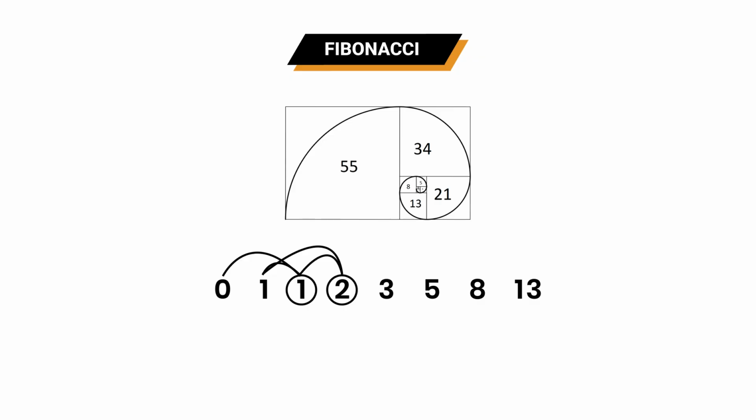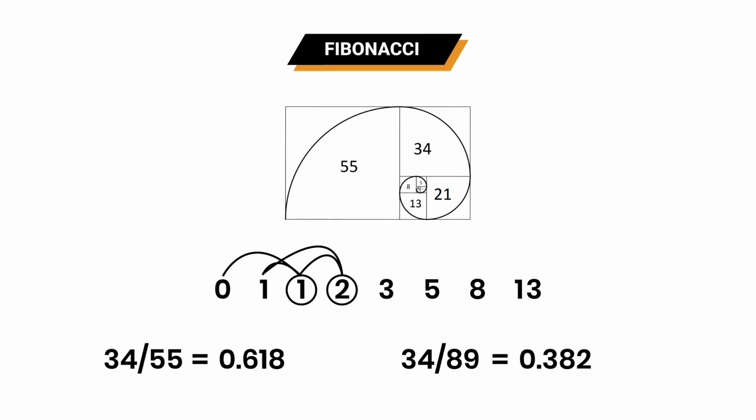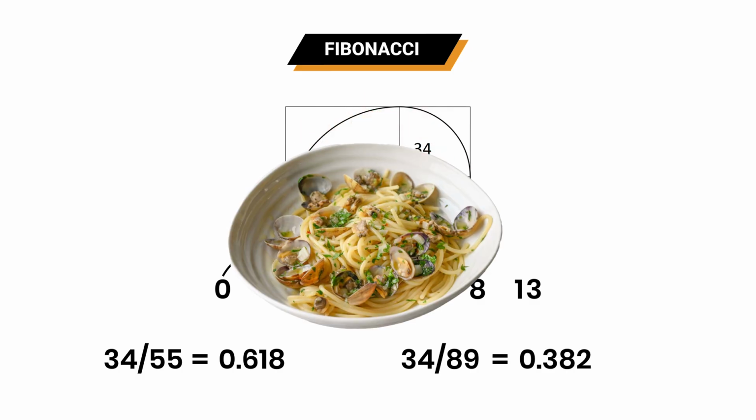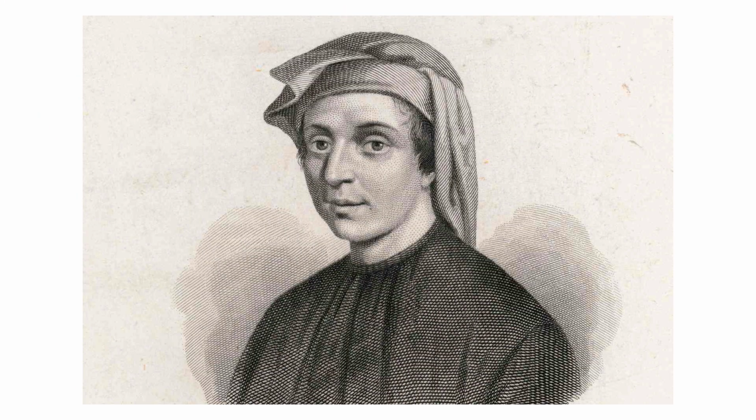After the first few numbers in the sequence, if you measure the ratio of any number to the succeeding higher number, you get 0.618. For example, 34 divided by 55 equals 0.618. If you measure the ratio between alternate numbers, you get 0.382. For example, 34 divided by 89 is equal to 0.382. Yeah, we will stop there before your brain melts. And no, Fibonacci wasn't an Italian pasta dish. He was a 13th century mathematician.